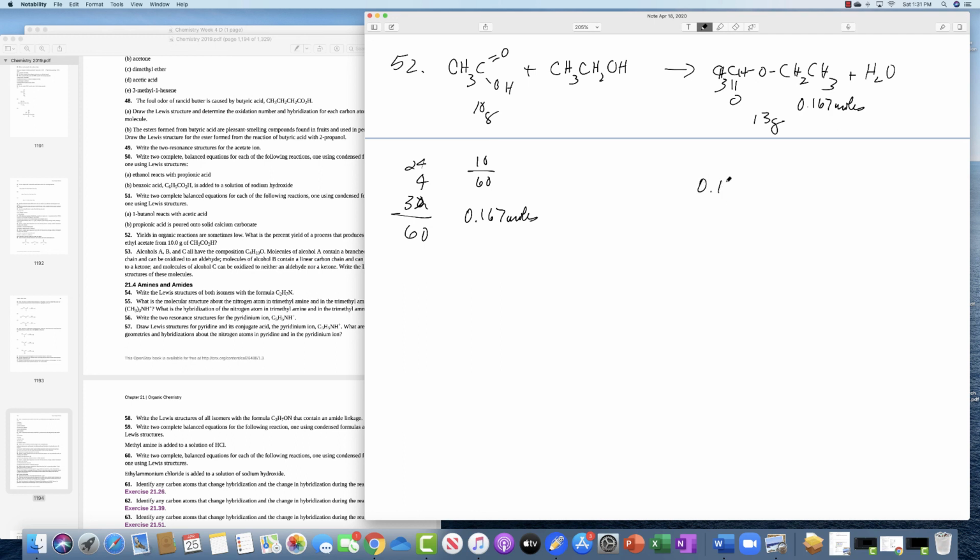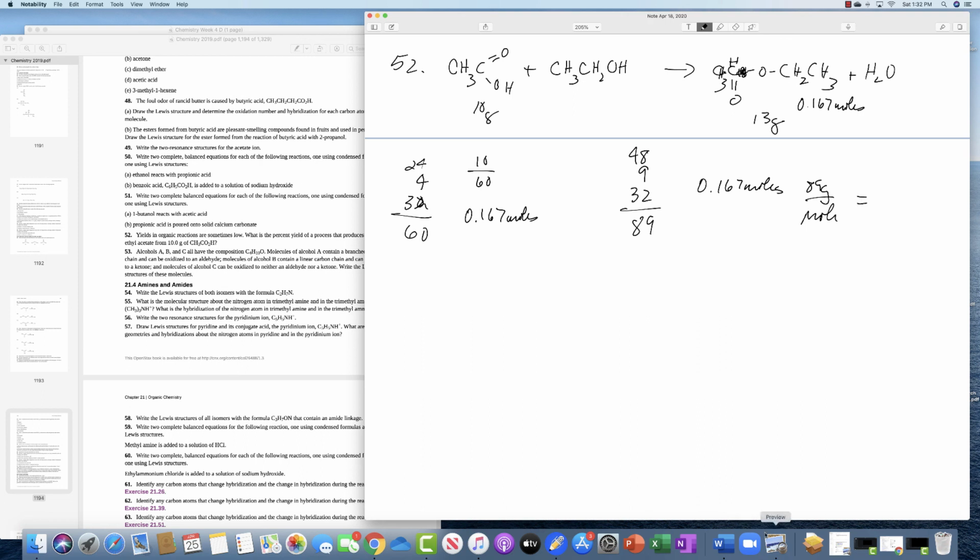So 0.167 moles. And we have 1, 2, 3, 4, so that's 48. We have 3, 4, did I get that right? Actually there's no hydrogen there, sorry. So, well, wait a minute. Yes, there is. My bad. 3, 4, 5, 6, 8. And then oxygen, 2 oxygens, so that's 32. So now we have 88. So there's 88 grams per mole.